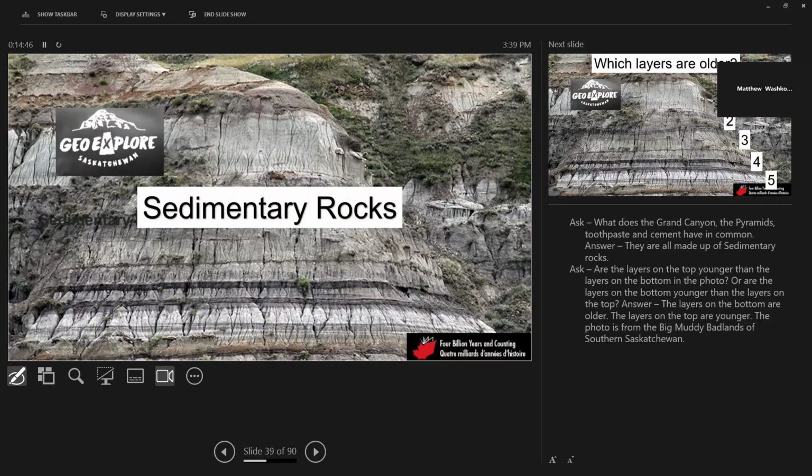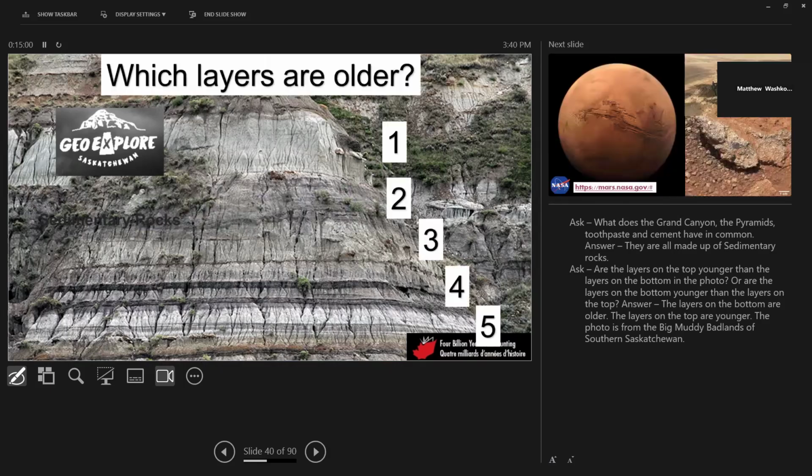Now we're going on to sedimentary rocks. Now, I'm going to give you this picture here. I'm going to remove this title. Before I do that, how many layers can you see in this picture? 5. Which of these layers do you think are older? And sorry, by 5, here's 1. Here's the 2nd. Here's the 3rd. Here's the 4th. Here's the 5th.